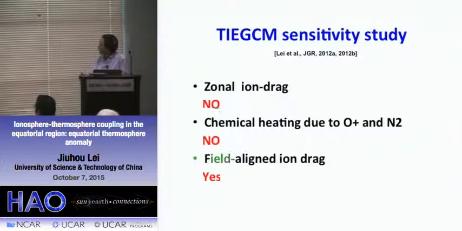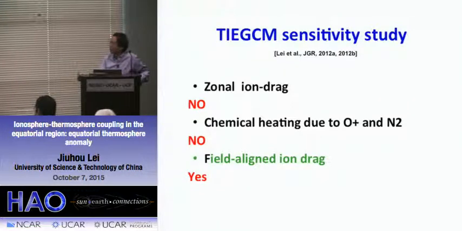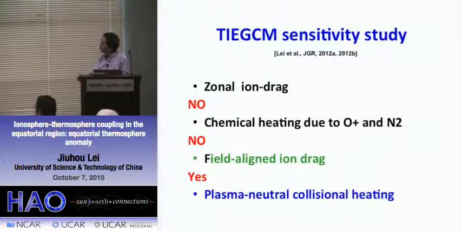And we did a sensitivity study. We found that the solar ion drag and the chemistry cannot explain the ETA feature, and the chemical heating is too small to explain what we observed in the thermosphere temperature or density, especially for the crest. And we do see a stronger modulation, or contribution, of the field line ion drag, especially for the trough. And we also found another very important contributor to the ETA crest. That's the plasma neutral collision heating. And I will focus on these two.